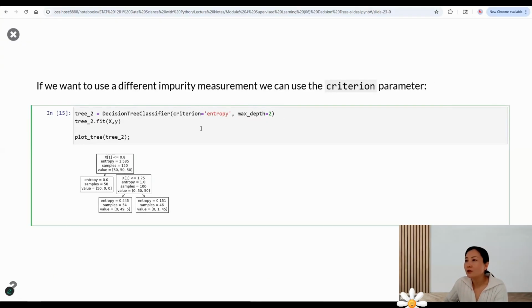Of course, you can change criterion. So by default, the CART algorithm uses the Gini coefficient, but you can also choose to use entropy. And if we fit the tree again and plot it, you see that it's almost the same tree was constructed, although now the measure of impurity is entropy, it's not Gini.